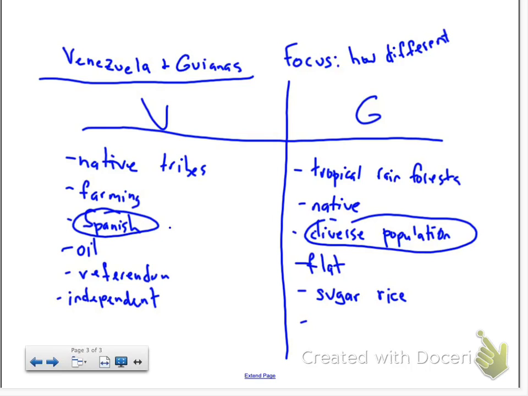is there a diverse population in the Guianas and a Spanish population in Venezuela. Do you know? No? Why is the population different in each place? Why is there a Spanish population in Colombia and Venezuela? Julie? Because of who they were conquered by. Okay? Another difference I see is oil is a big industry in Venezuela, sugar and rice over here. Okay? Another difference is Venezuela's independent, French Guiana's not. Okay? So those are some things that you want to decide.